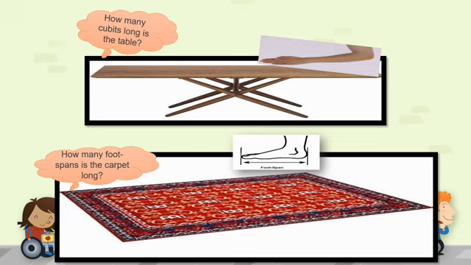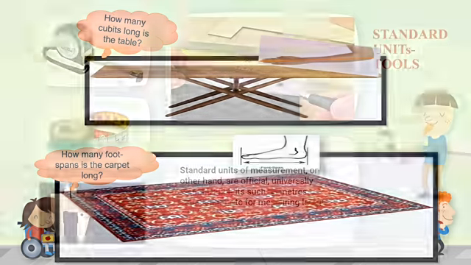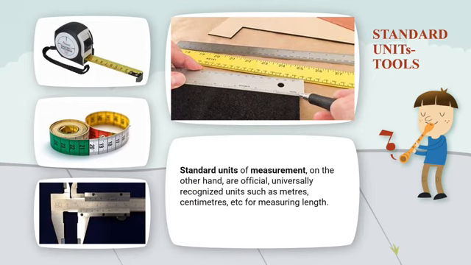And then we have the standard form of measurement. What is the standard form of measurement then? Standard units of measurement, on the other hand, are official and universally recognized units such as meters, centimeters, kilometers, millimeters, etc. for measuring length.